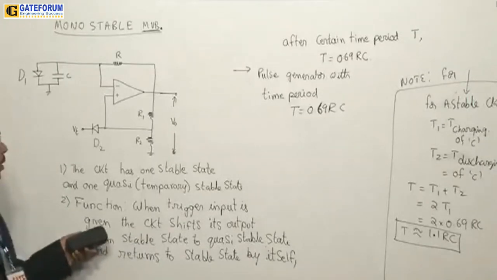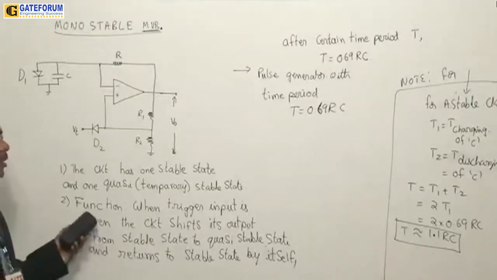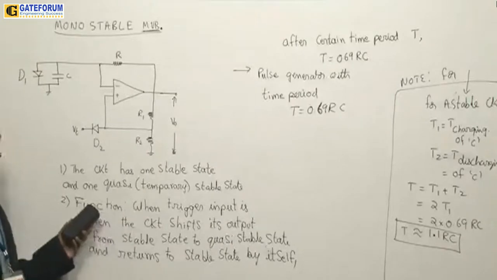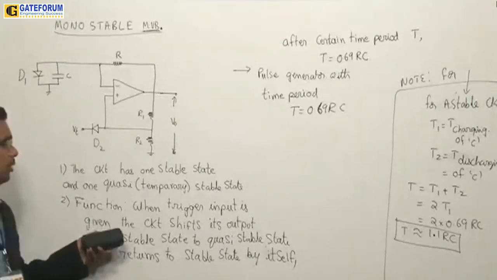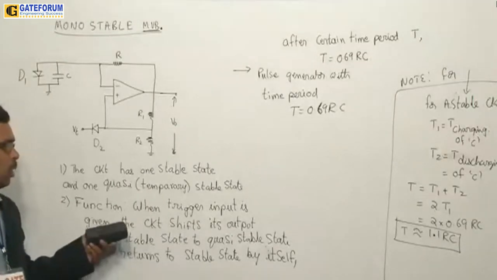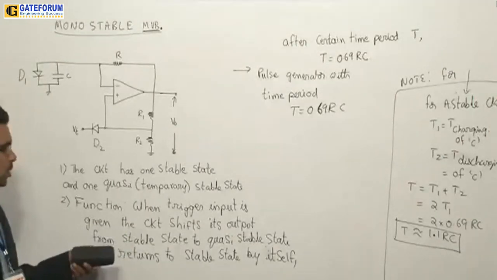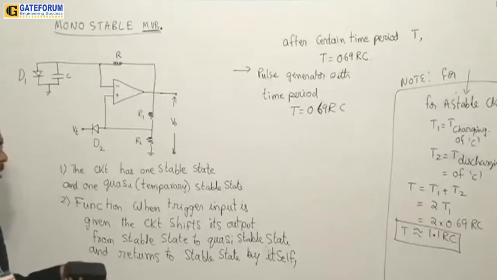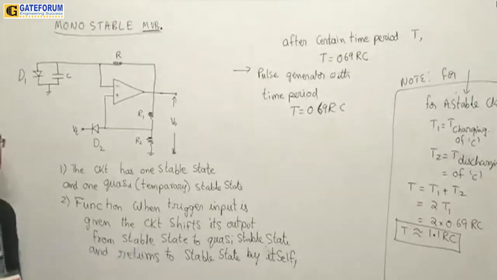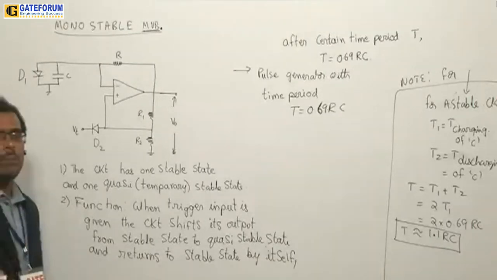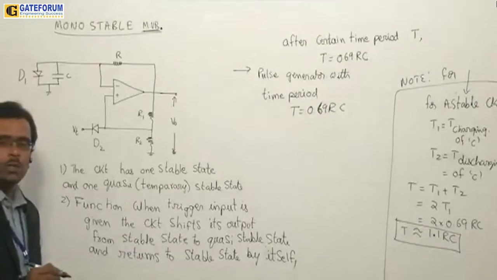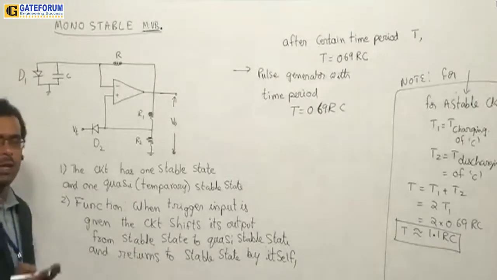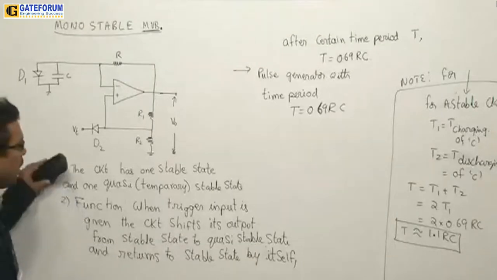One should understand, I repeat, this circuit's functioning. The circuit has one stable state and one quasi-stable state, that is, a temporary stable state. The function of this circuit is like this. When a trigger input is given, the circuit shifts its output from the stable state to the quasi-stable state and returns to the stable state by itself. No input is required. To shift from the stable state to the temporary stable state, we should give a trigger. To return back to the original stable state, we do not give any trigger.